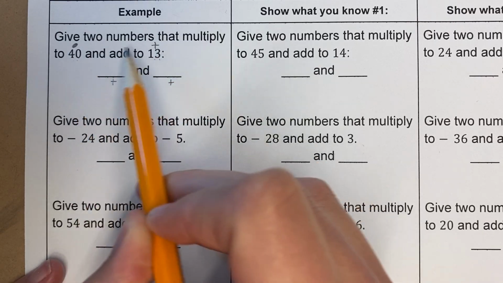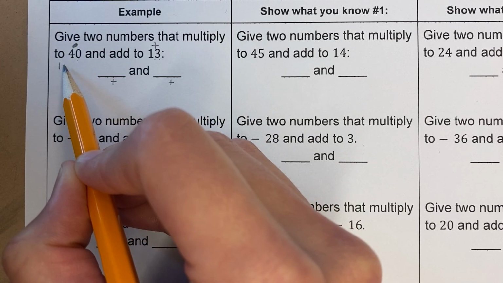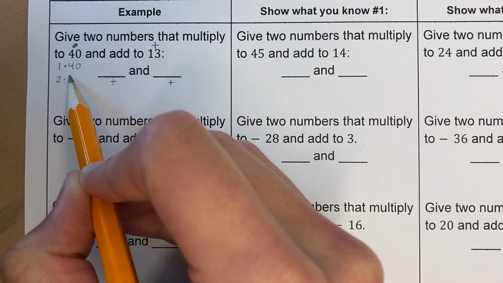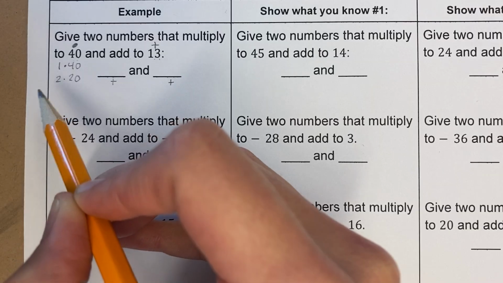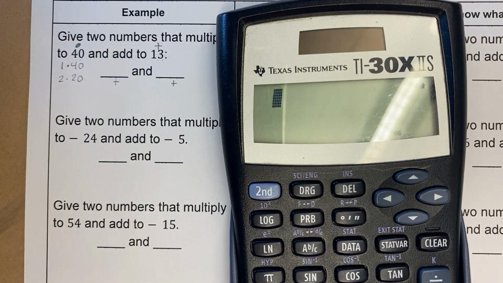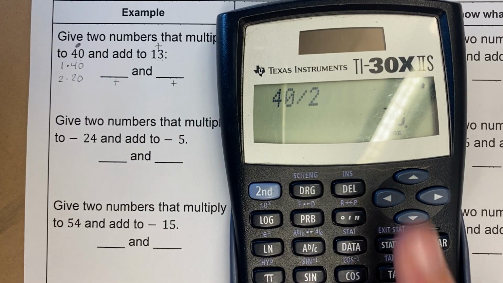Now, when I'm thinking about pairs of numbers that multiply to 40, I can start with 1. It could be 1 times 40. It could be 2 times 20. Now, let's say you're like, wait, 2 times what is 40? And you're not sure. You can't figure it out in your head. Okay, you can use your tools, right? You could say, could 2 multiply to 40? 40 divided by 2? Oh, it's 20.